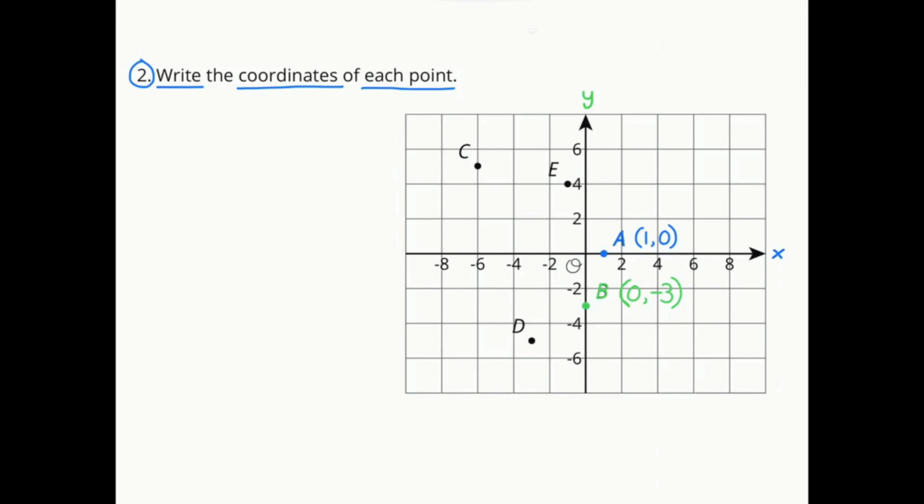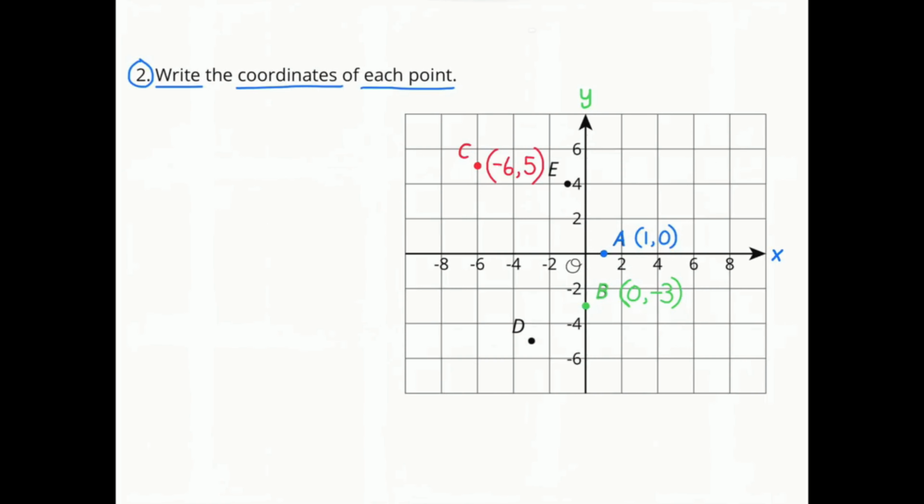B is located directly on the y-axis. That means it didn't move to the right along the x-axis, and it didn't move along the x-axis to the left. So the first coordinate for B would be 0. And then it's located exactly between -2 and -4, which would be -3. So the coordinates for B would be 0 and -3.